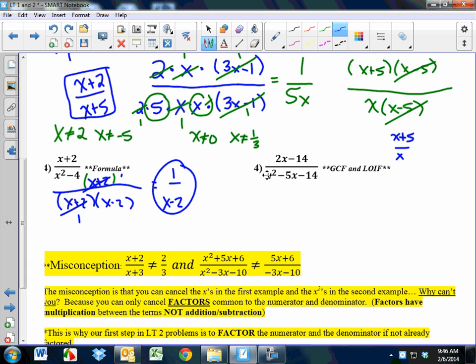In number 5, the top, 2x minus 14, factors because it has a GCF of 2. Factors to 2 times x minus 7. The denominator factors to two binomials. I call it LOI.